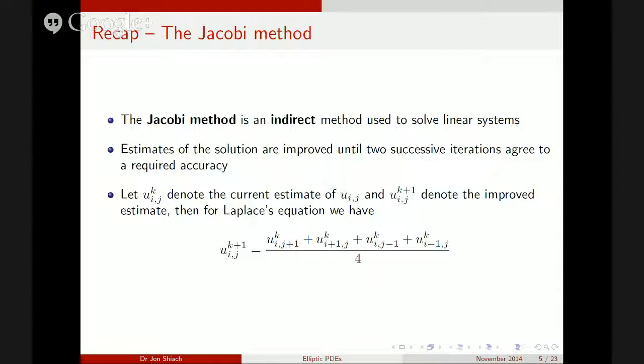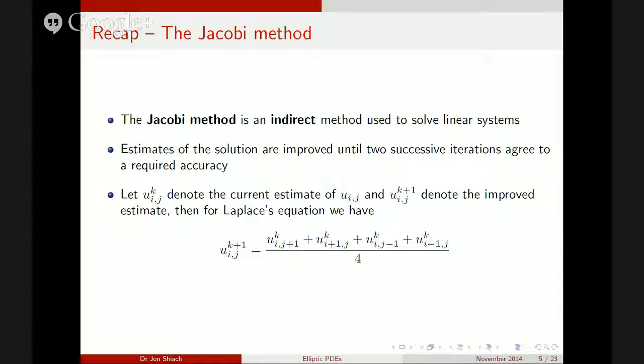Now here we've got a 6 by 6 system. You could do this using Gaussian elimination. Okay, but what if you had 100 by 100 or 1,000 by 1,000? It would just be too big. So we tend to prefer indirect methods for large systems. Okay, so estimates of the solution are improved until 2 successive iterations agree to some required accuracy.